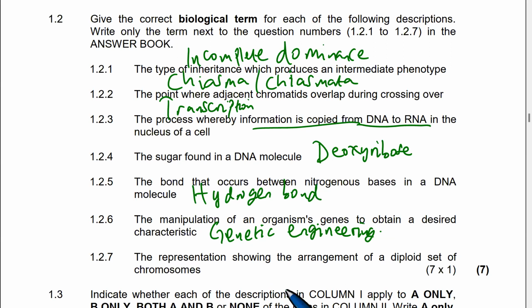The representation showing the arrangement of a diploid set of chromosomes. What is this one called? What do you call that representation? It's called the karyotype. The representation showing the arrangement of a diploid set of chromosomes.